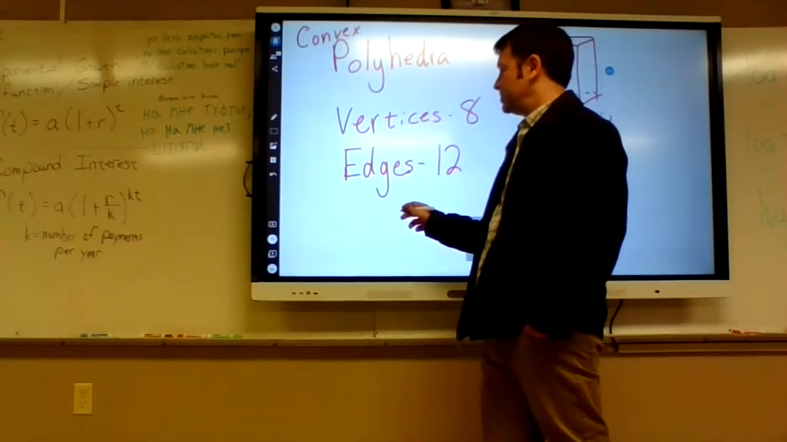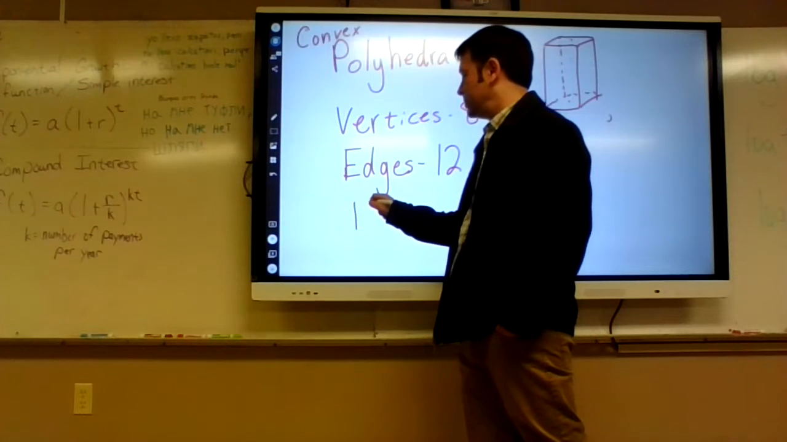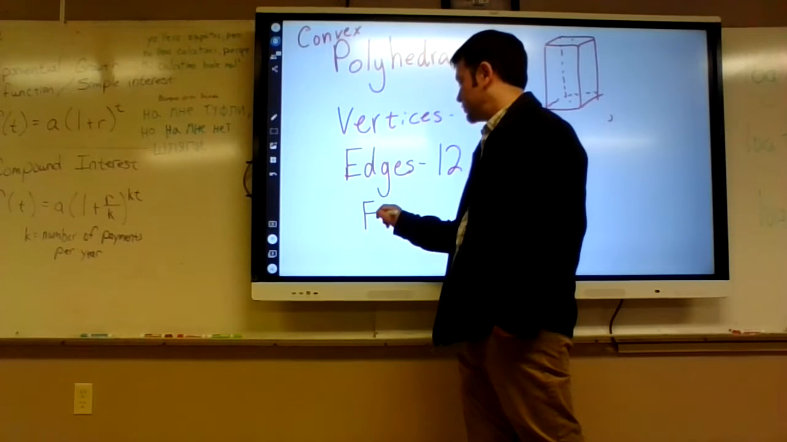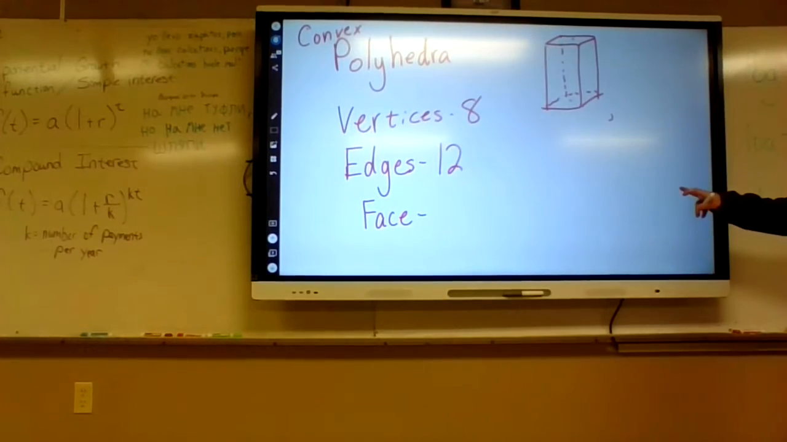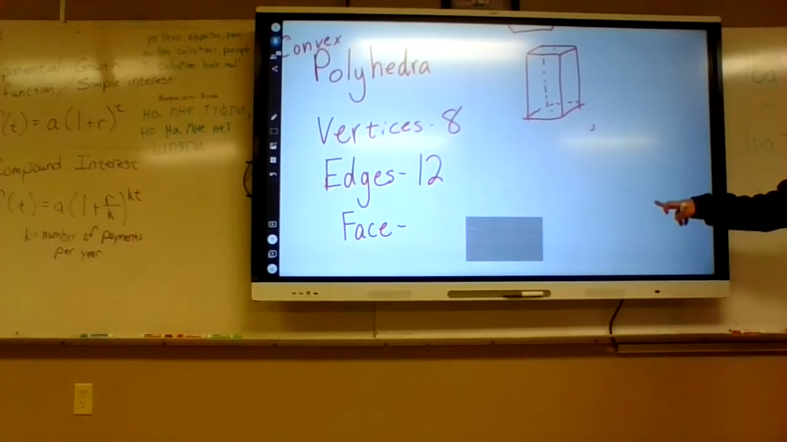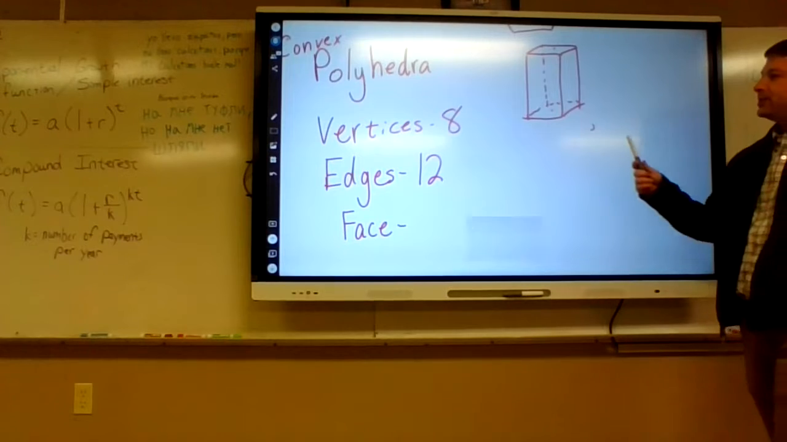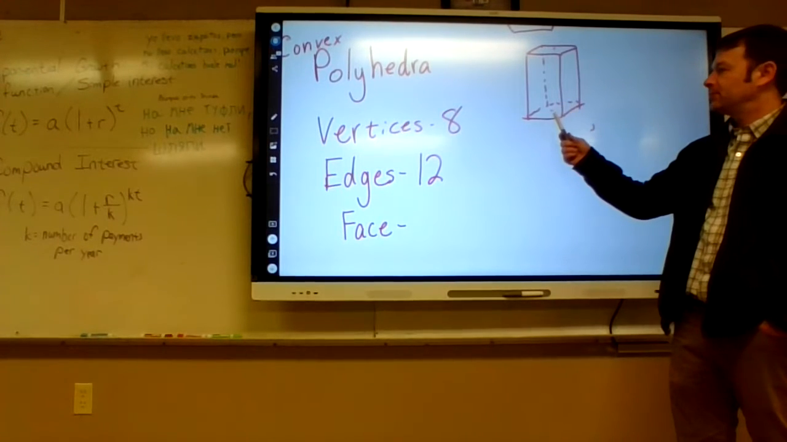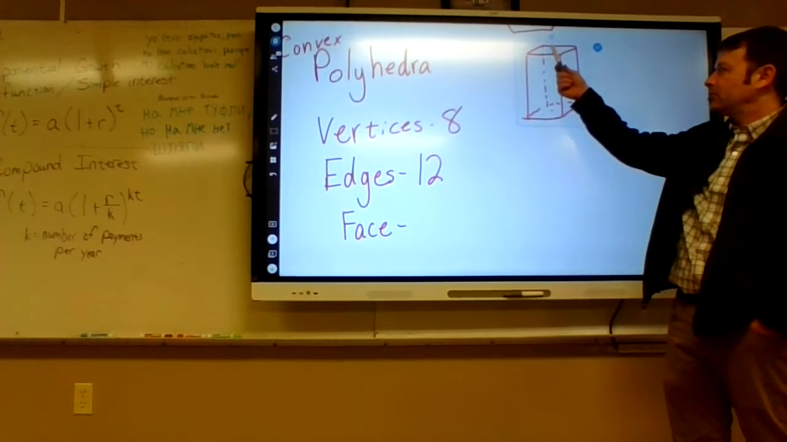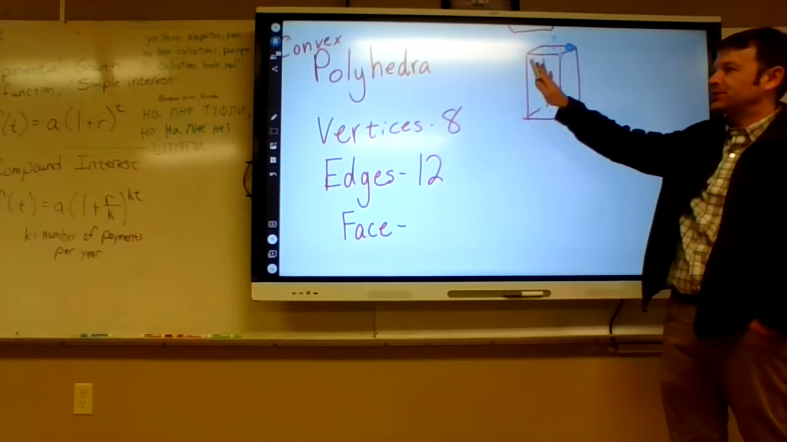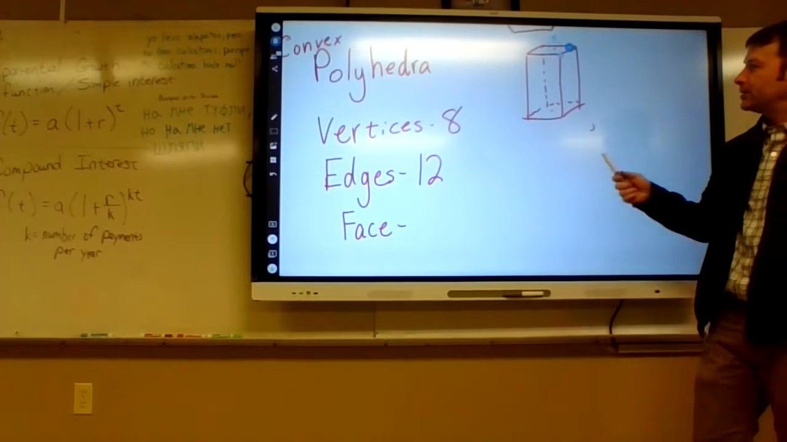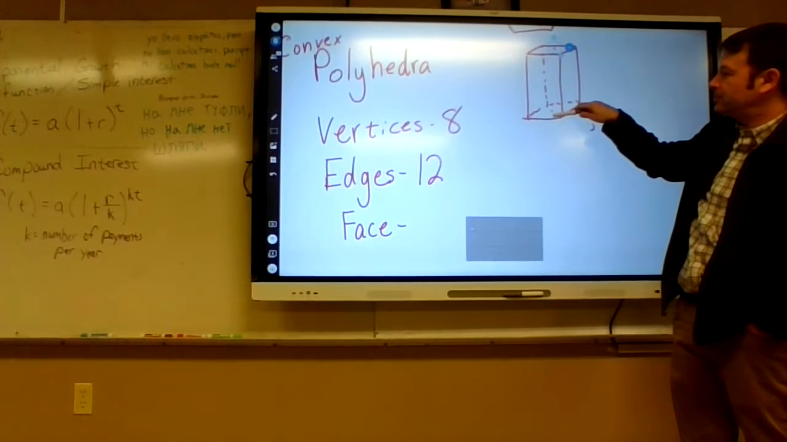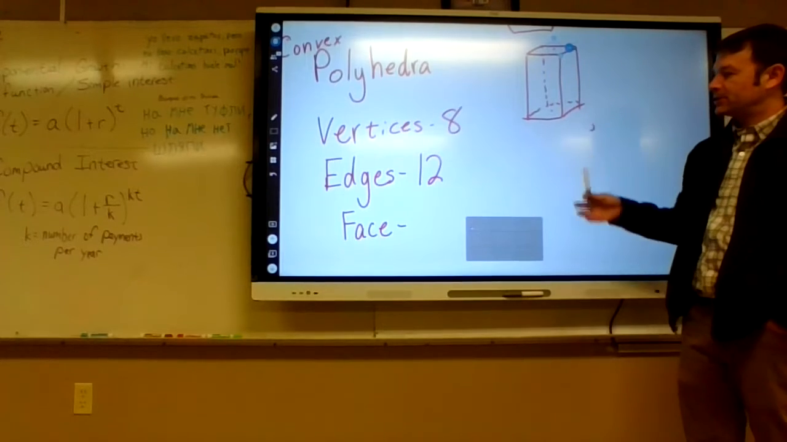Vertices, edges, and the last one is faces. Have we done this before too? Faces means the sides, the flat surfaces. So how many sides on the bottom? 1. 1 on the top, and how many lateral surfaces? 1, 2, 3, 4. Front, back, left, right. So top, bottom, front, back, left, right. That makes 6.